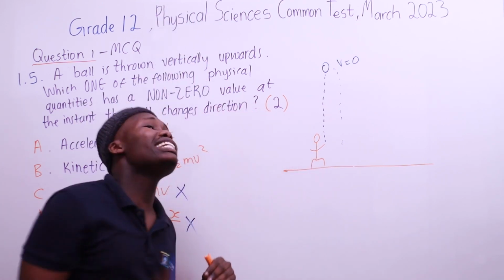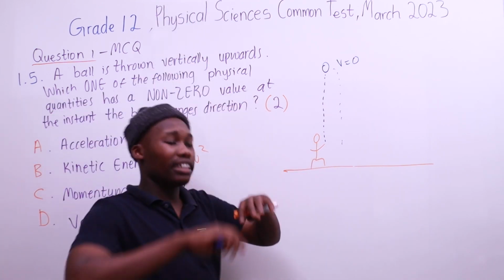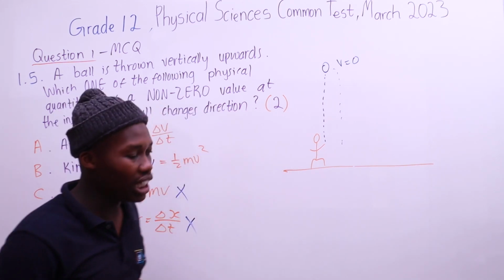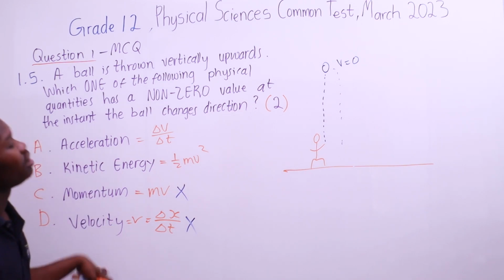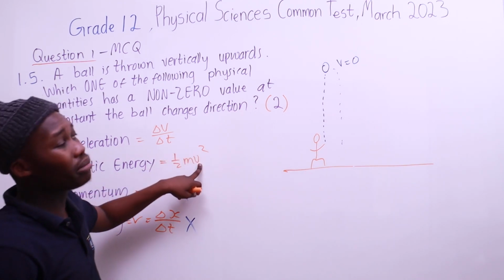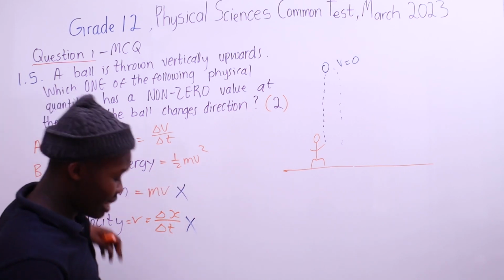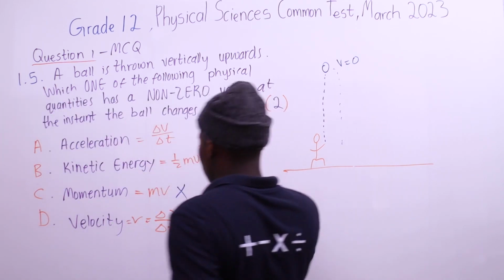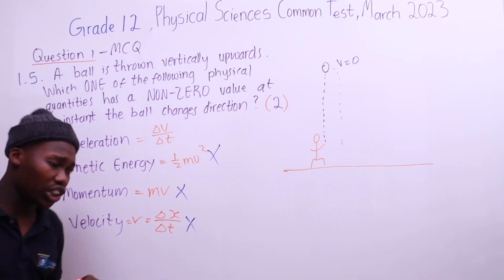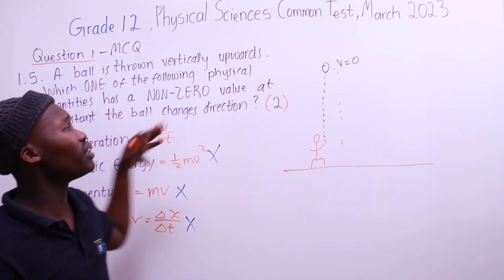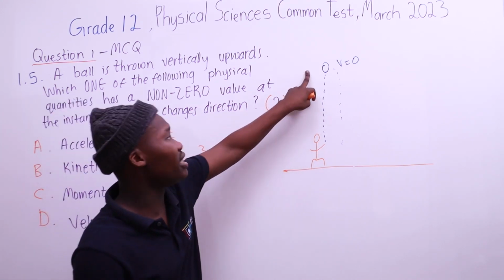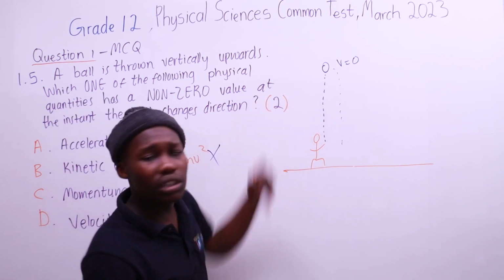Kodwa i-position yayo above a certain object or above a reference isinikeza potential energy, but we are just talking about kinetic energy. The velocity is 0 at the maximum height, so therefore the kinetic energy would also be 0. So we are left with acceleration, the rate of change of velocity. Iqale with a certain velocity positive and then now it's 0, and that change will give you the acceleration.